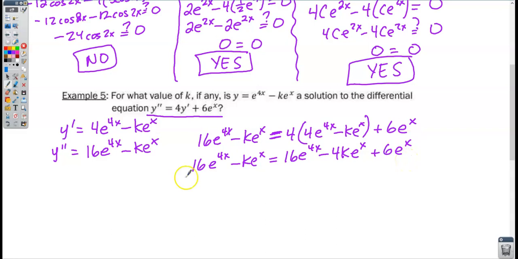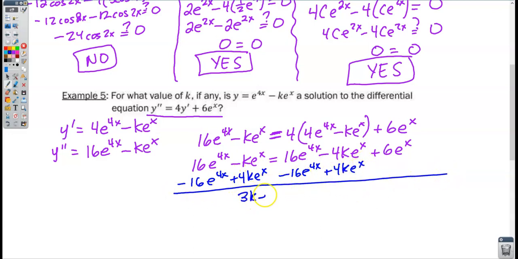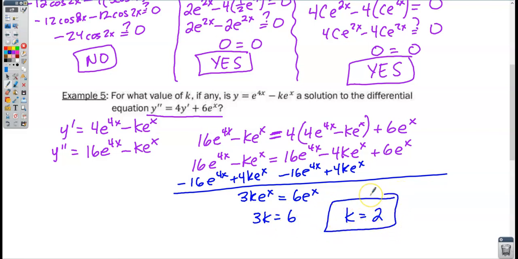And now I can go ahead and try and simplify this. I can subtract 16e to the 4x from both sides, and I can add 4k e to the x to both sides. And that gives me that 3k e to the x is equal to 6e to the x. Dividing both sides by e to the x, we get 3k equals 6. And so the value of k for which this function right here is a solution to this differential equation is 2.